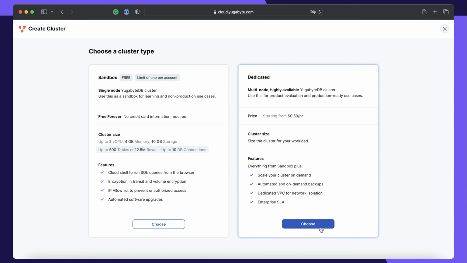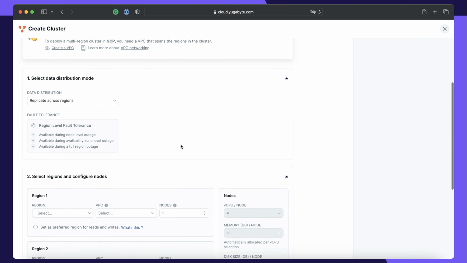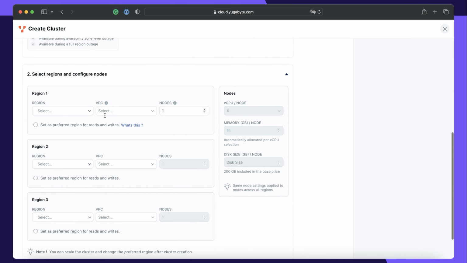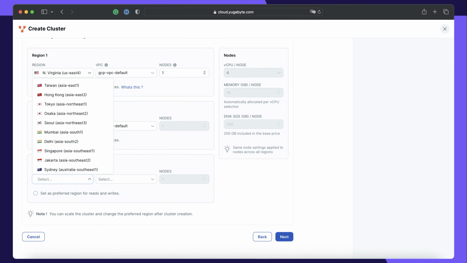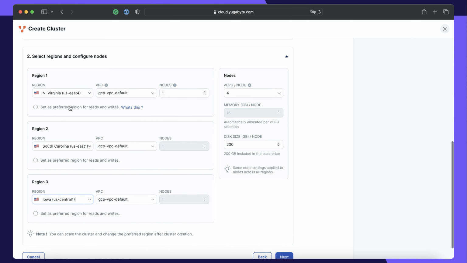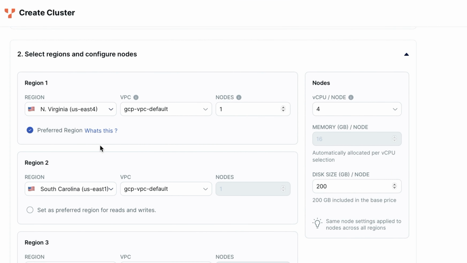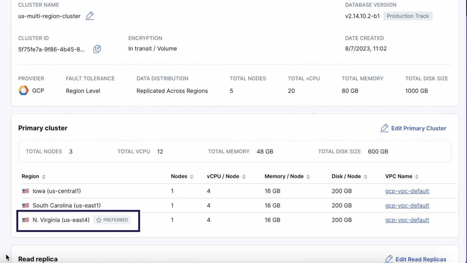Hands-on time. Let's create a cluster with a preferred region using YugabyteDB Managed. Choose your favorite cloud provider, set the data distribution mode to replicate across regions, and configure the regions we discussed earlier in the United States East, South, and Central. Remember, a significant number of the pizza chain's customers is on the United States East Coast, so mark that region as the preferred one. And finally, create the cluster. Once the cluster is up and running, the YugabyteDB Managed dashboard will consistently remind you that the US East Coast is set as the preferred region.